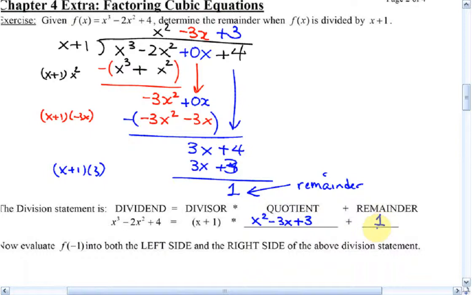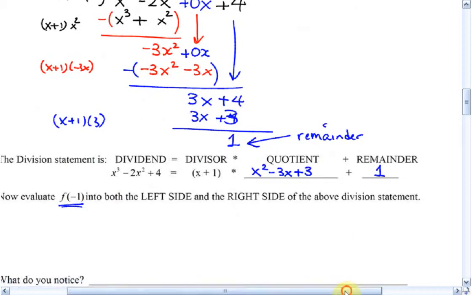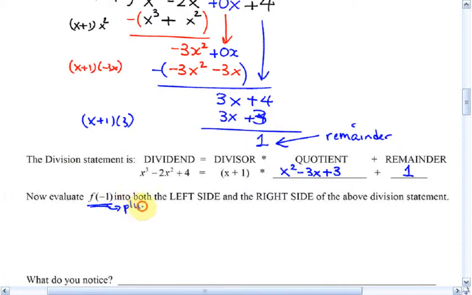Good. Now, here's what I'd like you to do next. Take this expression. I want you to evaluate f of negative 1. I hope you remember this from grade 10. F of negative 1 just means plug in x equal to negative 1. And I want you to do this to both the left side and the right side of the statement. So if you could do it to the left-hand side, please. You've got negative 1, going to cube it, minus 2 times negative 1, you're going to square it, then add 4. Get the answer for me.